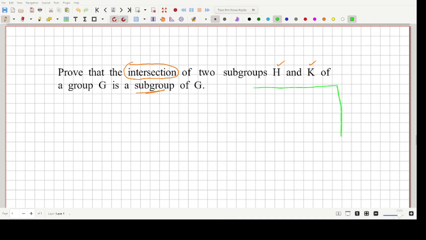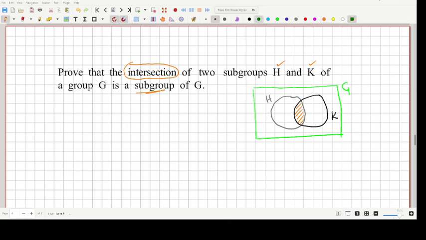So let's imagine that this box over here is the group G, and let's imagine that this circle is the set H. We're just looking at the set structure as of now because it is easier. And this circle here is the set K corresponding to the group K. And we need to show that the intersection of H and K, the common region, is a subgroup.